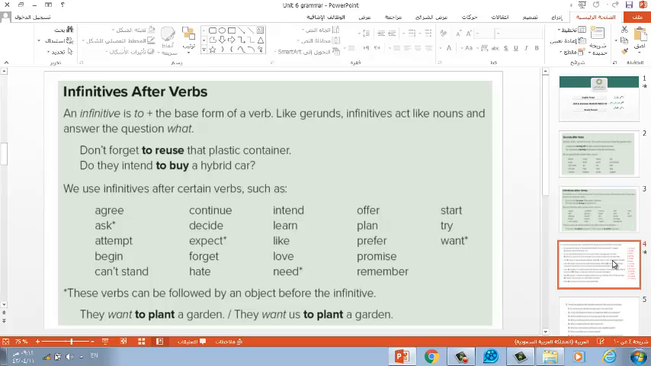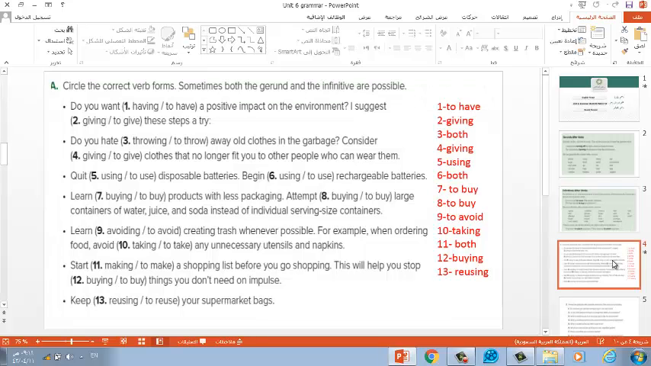Now let's move to some exercises. Circle the correct verb forms. Sometimes both the gerund and the infinitive are possible. Since we have already discussed this, I just want you to have a look and find out the answers. Do you want having or to have a positive impact on the environment? After the verb want, I get to have.